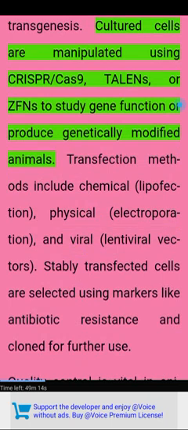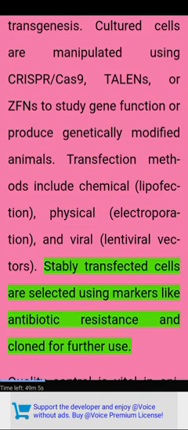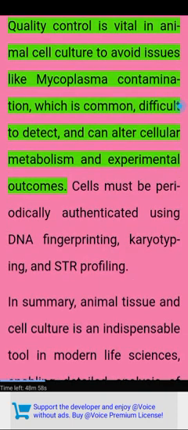Cultured cells are manipulated using CRISPR, Cas9, TALENs, or ZFNs to study gene function or produce genetically modified animals. Transfection methods include chemical, lipofection, physical, electroporation, and viral lentiviral vectors. Stably transfected cells are selected using markers like antibiotic resistance and cloned for further use.